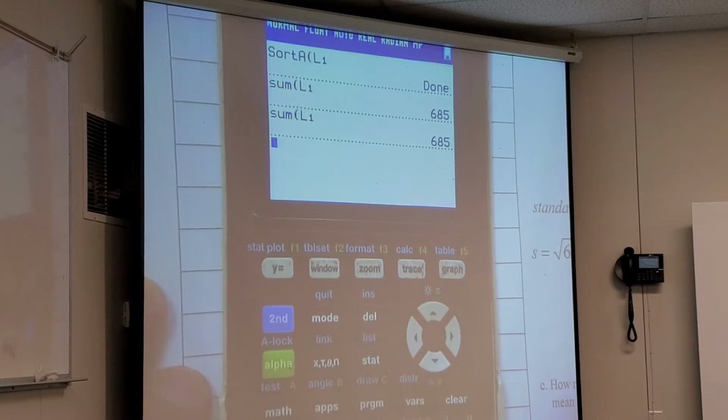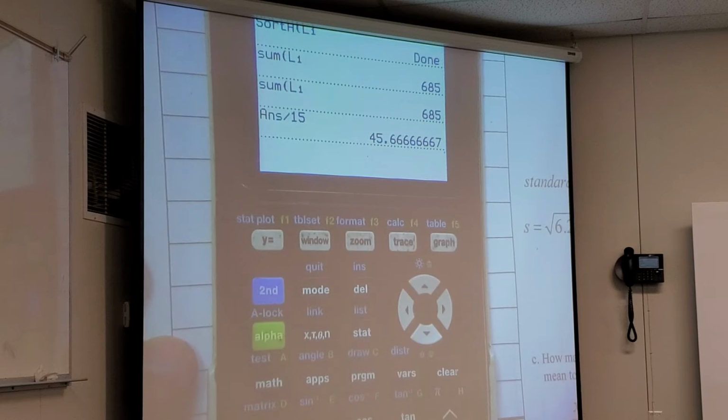How are we doing? Then can you divide that by... Yeah, divide by how many? 15? 15. Kick ass. All right. 45. You guys with me? A little bit? Okay.